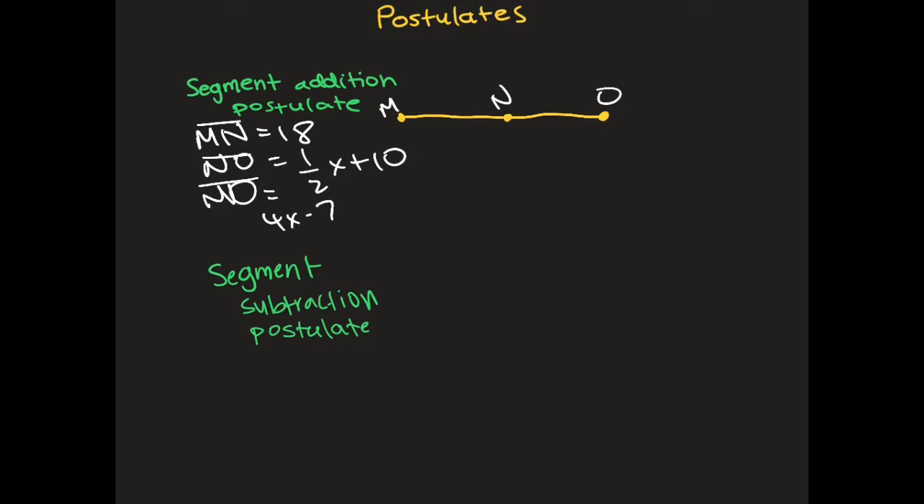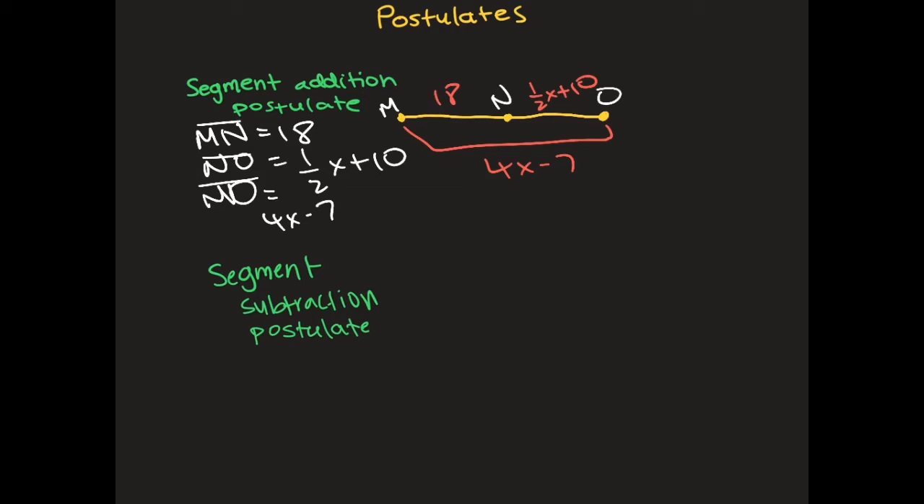Let's immediately plug that in. So 18, 1/2 x plus 10, and this entire thing is going to be 4x minus 7. This is pretty simple, except you just have to know that MN plus NO is equal to MO. If you think about it logically, it makes sense.